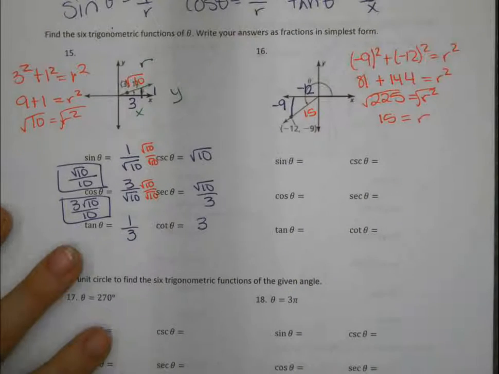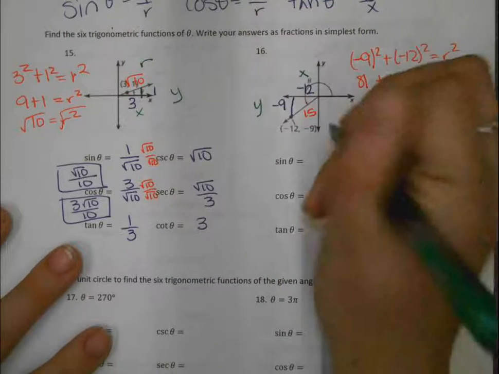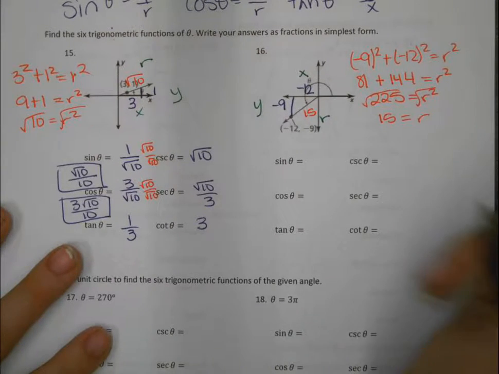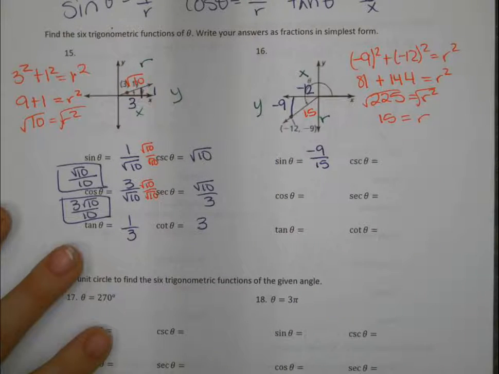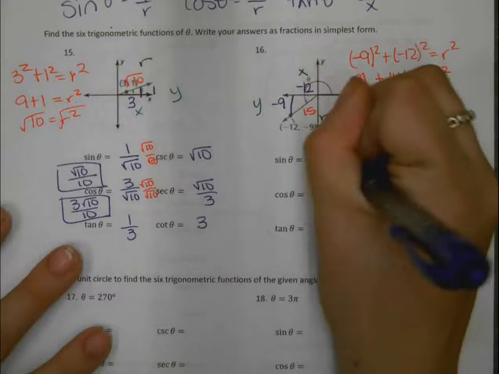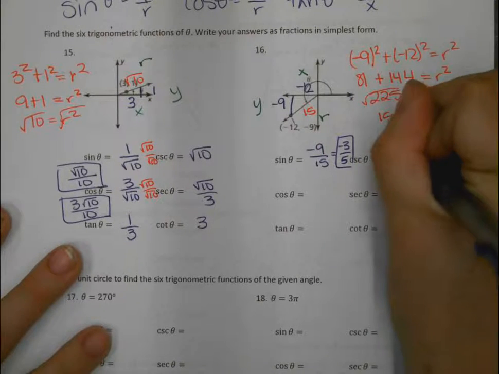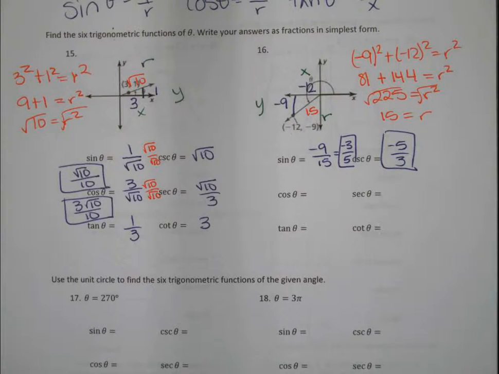So I'm going to go through and label my things again. Negative 12 is my x, negative 9 is my y, and 15 is my radius. I'm going to plug into this formula. I have y over r, which is negative 9 over 15. I can simplify this. Both numbers are divisible by 3, so I'm going to get negative 3 over 5. Cosecant, I switch, so negative 5 over 3. I put the negative on top, but it doesn't really matter where it goes. The negative is just part of the fraction, so I can pull it and move it around.